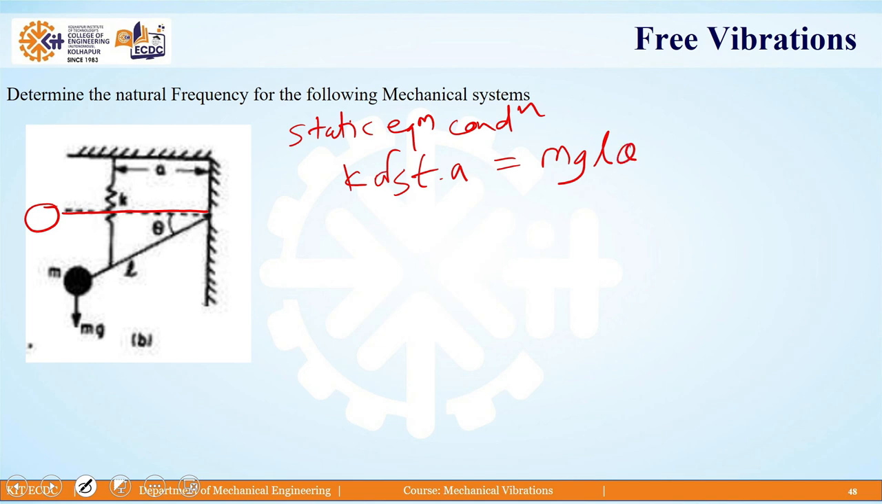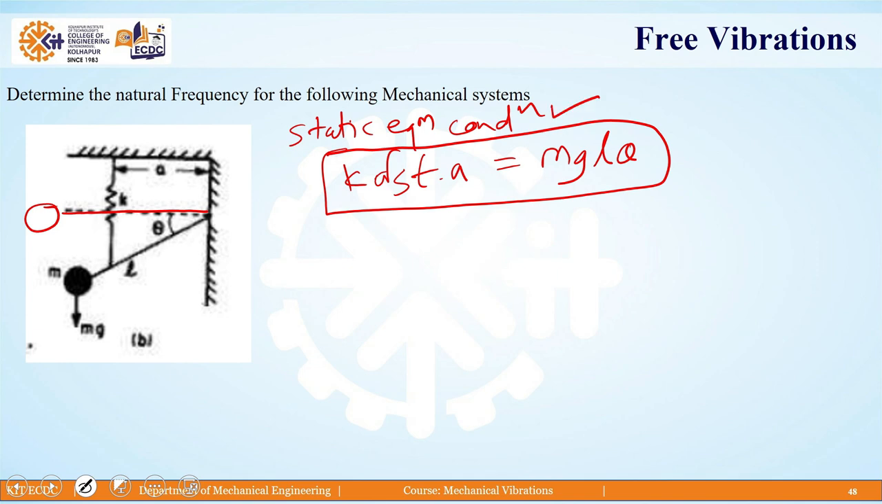Now, as these forces or torques are included in the static equilibrium condition, we need not consider them in the equation of motion. The forces or torques which are included in the static equilibrium condition should not be included in the equation of motion. Only the remaining forces or torques should be considered. You can understand this in another way: the forces or torques which are causing the motion should only be considered in the equation of motion.